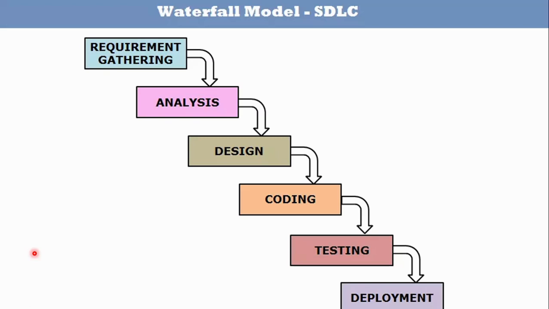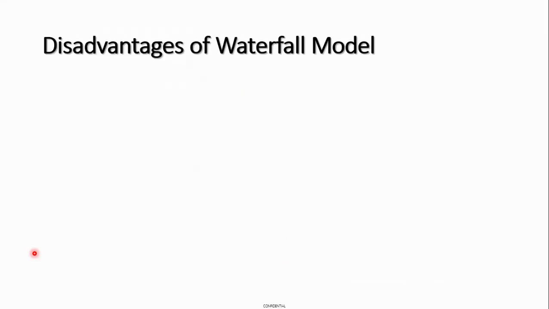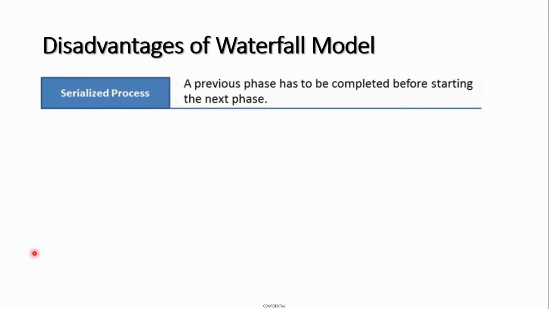So you have the waterfall development life cycle. The software development life cycle of the waterfall method consists of a series of step-by-step activities, which are lined up one after another. The disadvantage of the waterfall activities is that it's fully dependent on the previous phase, and you have to complete the previous phase and come to the next phase. So it's a serialized process.